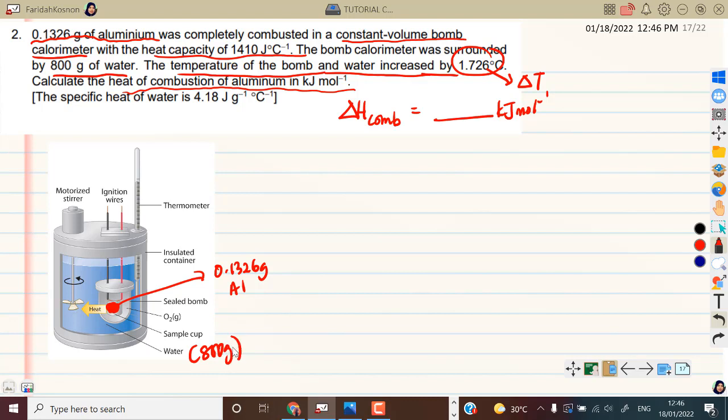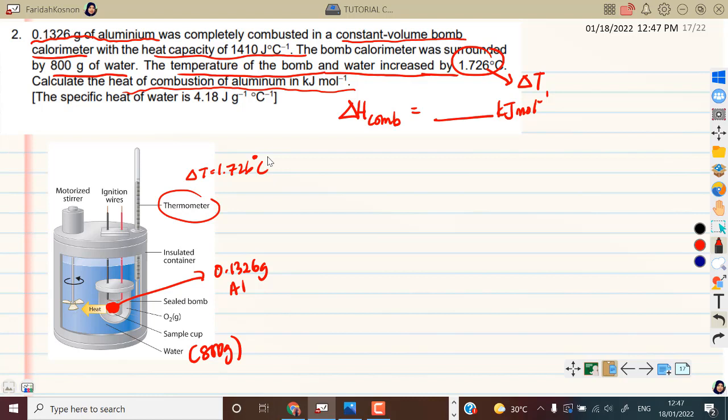Alright. Okay. So, when the combustion occurred, ataupun during the combustion reaction, so what happened? The temperature increase. Okay. The temperature of the bomb calorimeter and water, maksudnya temperature of water tu juga bertambah sebanyak, okay, given to you already, the delta T 1.726 degree Celsius. Okay, calculate the heat of combustion of aluminium.